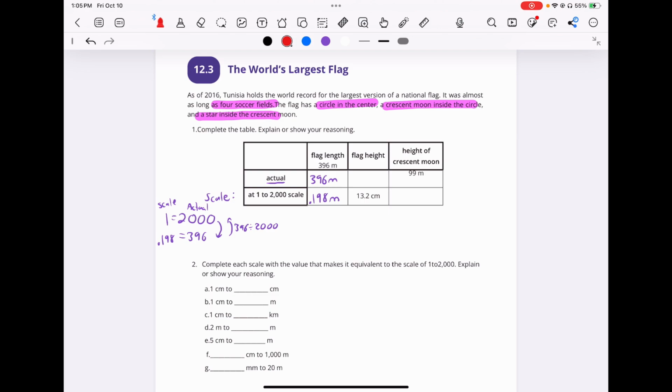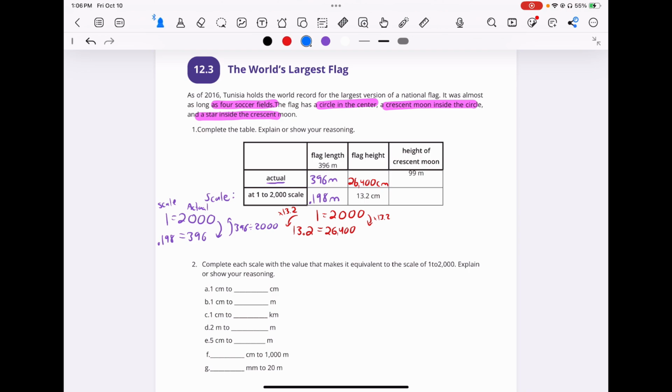To find the actual height, still using the same scale, 1 equals 2,000. Now it's 13.2 for my scale, so that goes under the 1. So this I don't have to divide because I know it, I just multiply by 13.2. I'm going to multiply this side by 13.2. 13.2 times 2,000 is 26,400. So this would be 26,400. Units remaining the same, so it's centimeters.